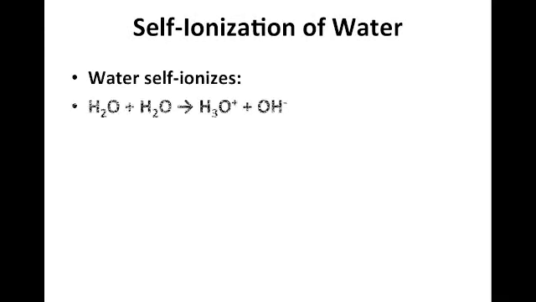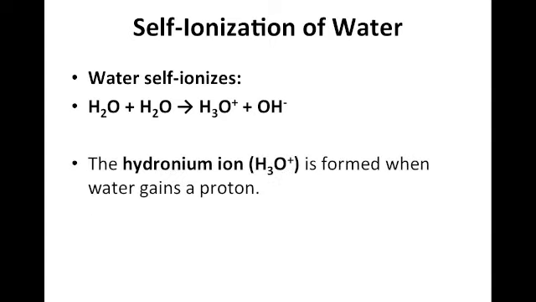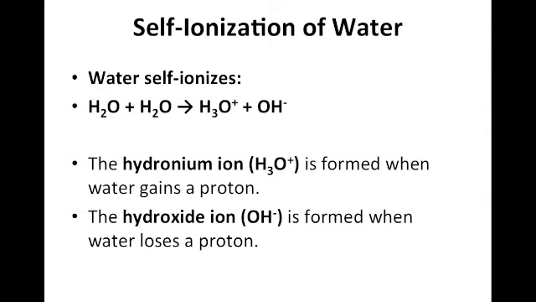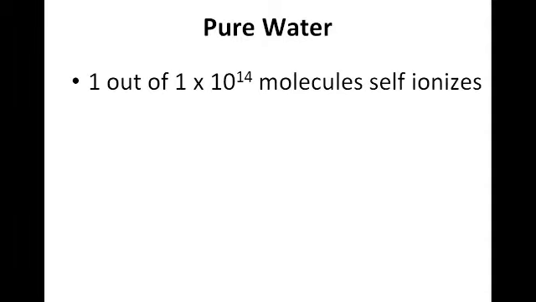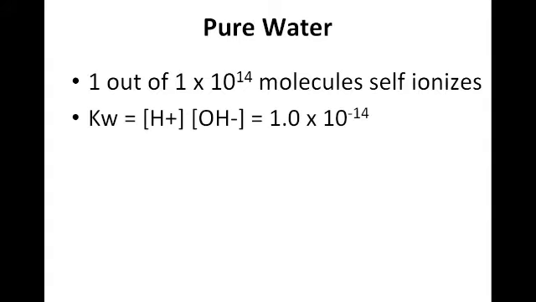Water self-ionizes, which means that it produces the hydronium ion and hydroxide ion, but it doesn't do it by very much. So again, the hydronium ion is H3O plus, the hydroxide ion is OH minus, and this is formed when you either gain or lose a proton. How often does this happen? Well, 1 out of 10 to the 14 molecules self-ionizes.